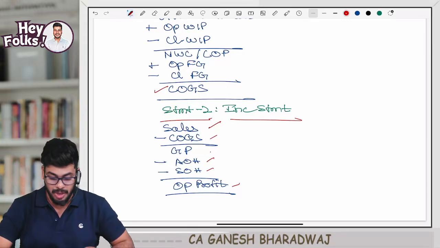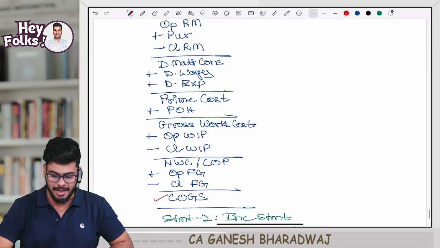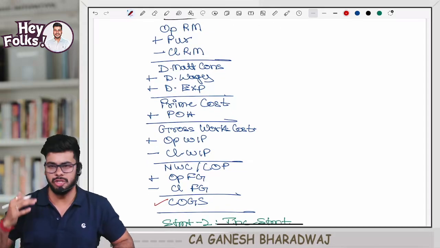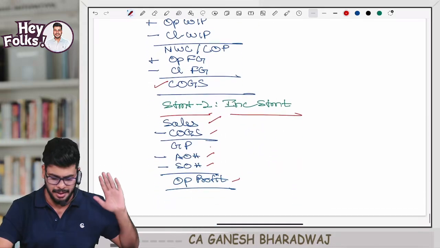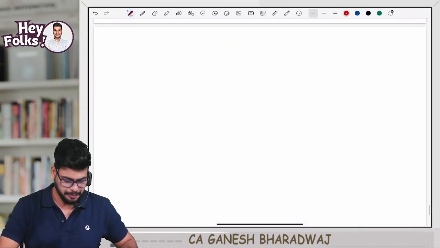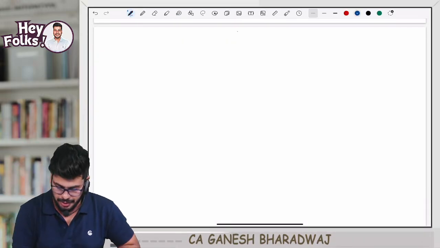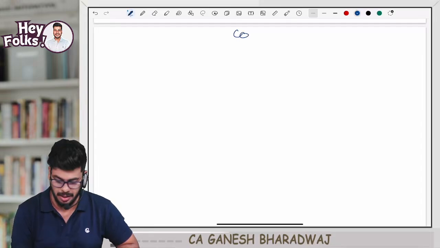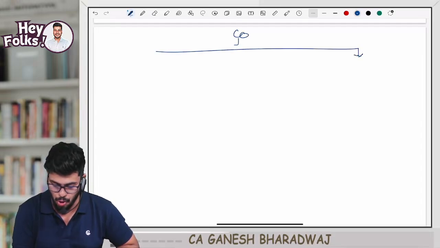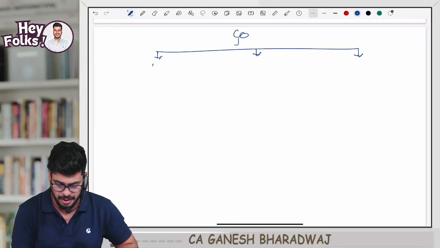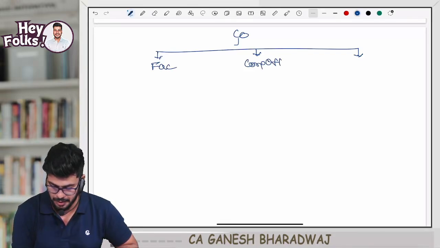So now let us logically see how to arrive at this cost of goods sold. Shall we get started? Now I taught you earlier that in a company there are three locations. What are the three locations? Factory, then a corporate office, and a sales depot.